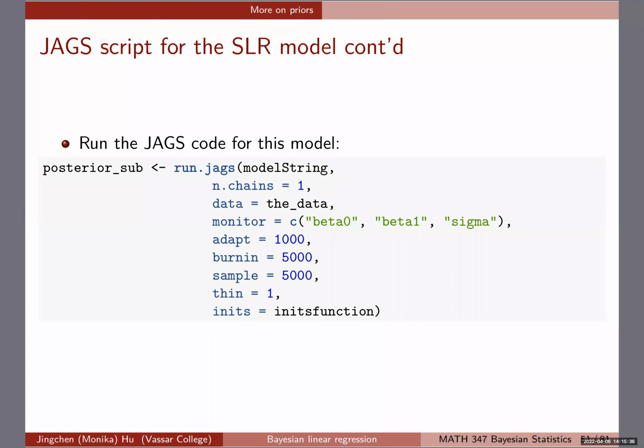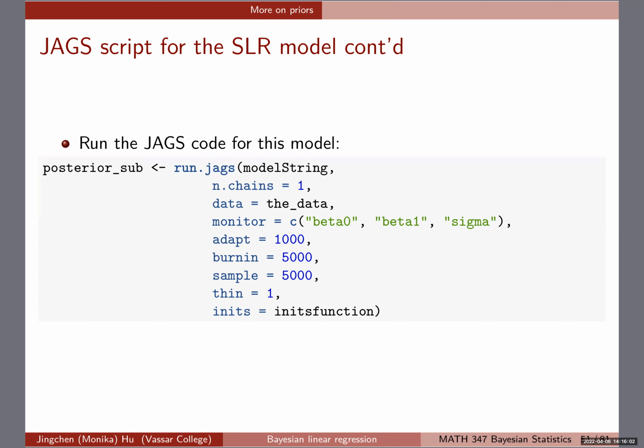So one of you was asking a question, I think, on the weekly check-in, of how to determine thin. You can always start with thin as 1, meaning that you're saving every draw. But after you have run your MCMC, you should check, in particular, the autocorrelation plots to make sure that you don't have very high autocorrelation. If you do, then the lag at which the correlation starts to drop should be your thin value, and then you should run this one more time.